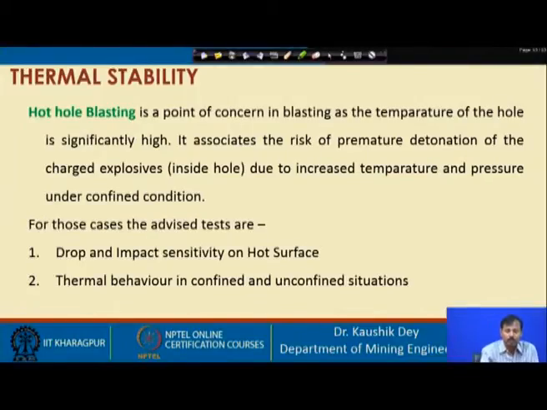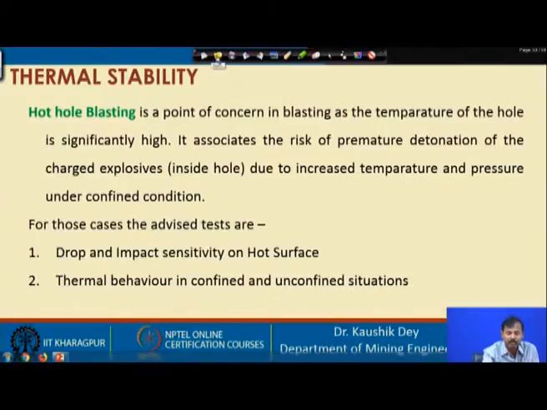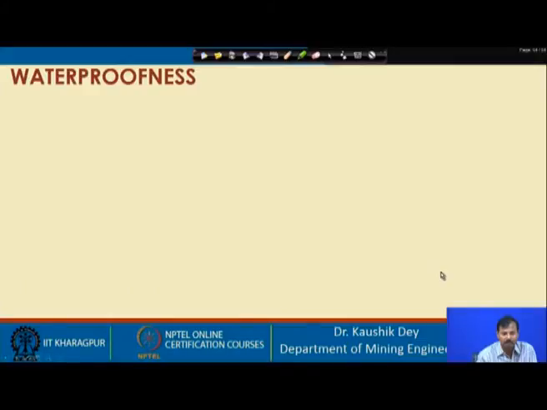In this case the advised tests are drop and impact sensitivity, hot surface sensitivity, and thermal behavior in confined and unconfined situations of the explosives. So, these two tests are important for analyzing the thermal stability of the explosive. I am not going into the details of these tests.